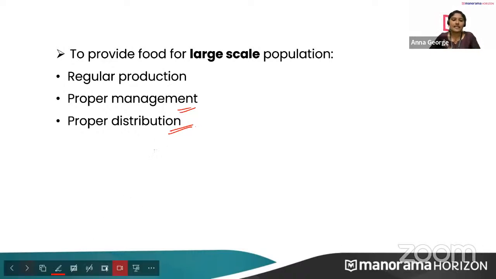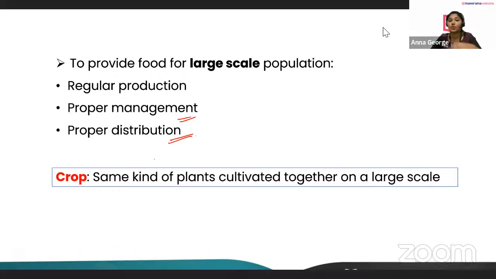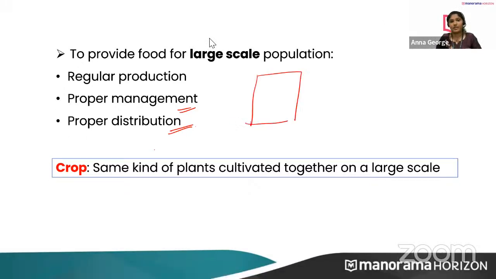And what do you mean by a crop? As you have already studied in your classes, what do you mean by a crop? A crop is the same kind of plants cultivated together on a large scale. So consider this is a piece of land.